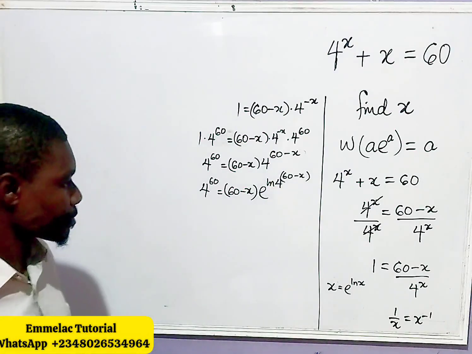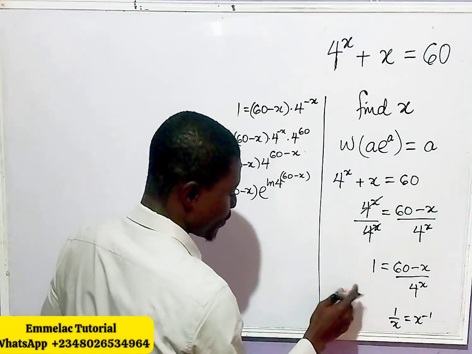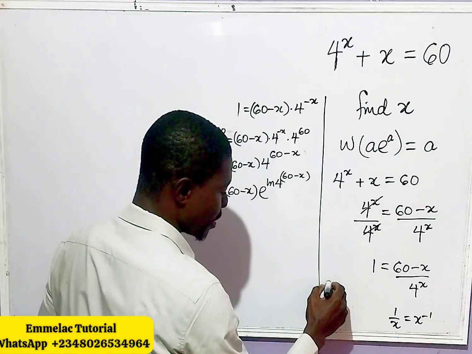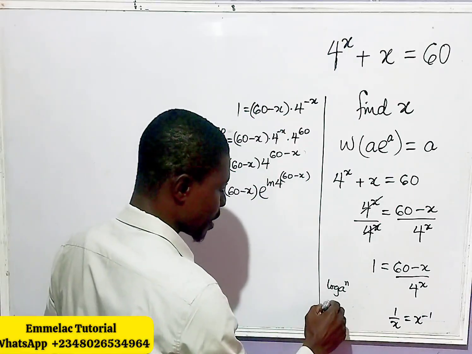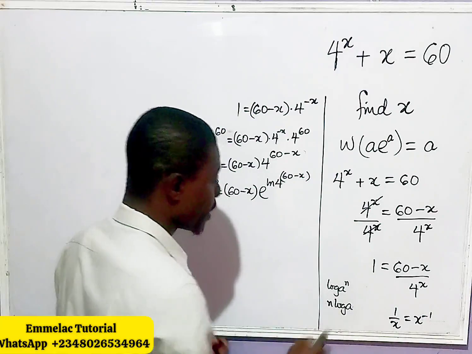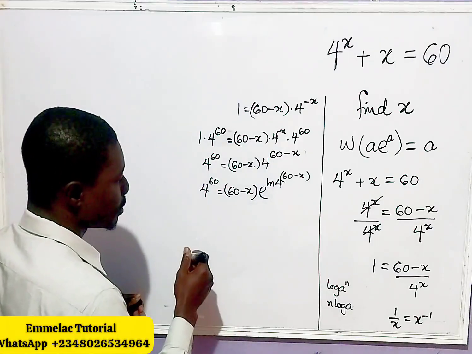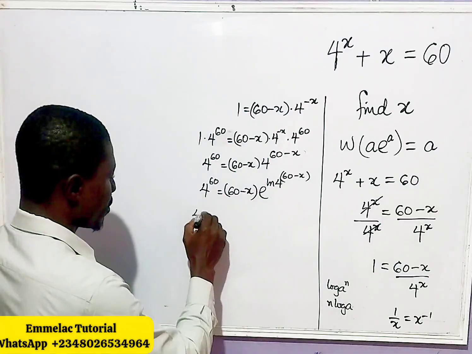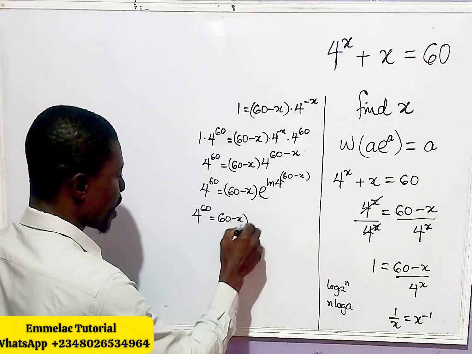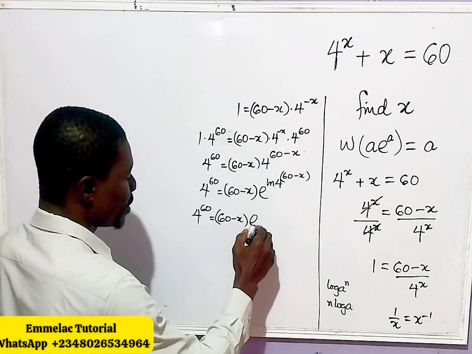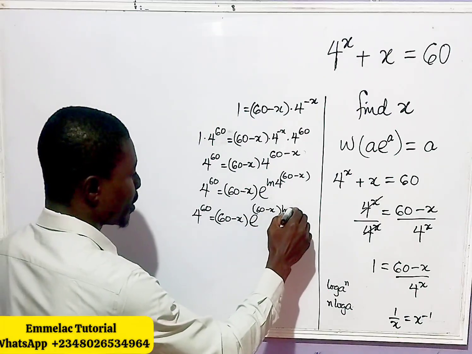Okay, alright. Now according to the law of logarithm, if you have log a raised to the power of n, this can also be written as n log a. So if you apply that here, we end up having 4 raised to the power of 60 minus x, then equals e raised to the power of 60 minus x, then ln 4.